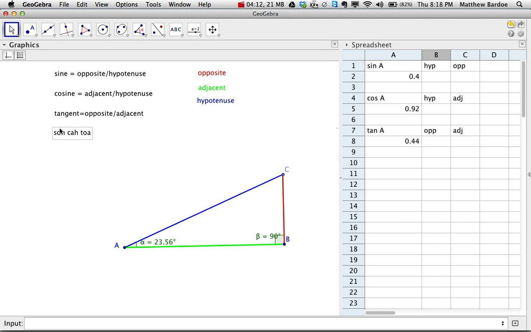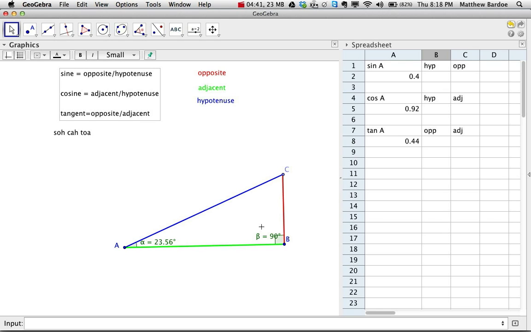We have a little mnemonic device here, SOHCAHTOA. It helps me remember that sine is the opposite over the hypotenuse, SOH. Cosine is adjacent over hypotenuse, CAH. And tangent is opposite over adjacent, TOA.